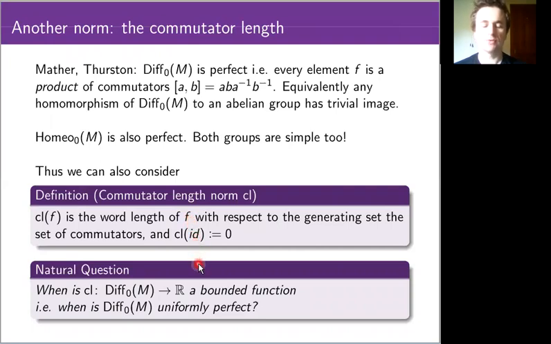So we get a natural question. We have this commutator length function on our group. When is it a bounded function? Well, it's bounded if there's some a priori bound on the number of commutators required to write any element as a product of those commutators. Well, if this function is bounded, then we say that the group is uniformly perfect because the number of commutators required is uniform.